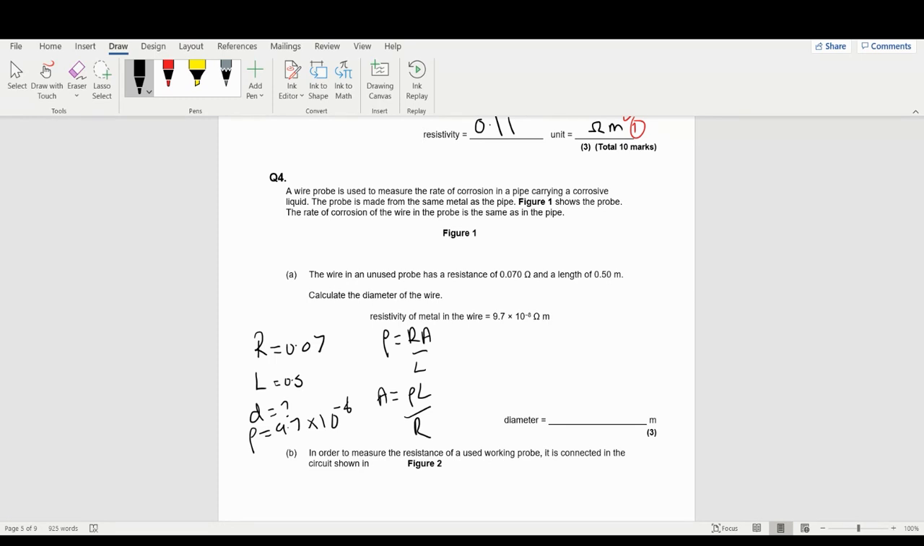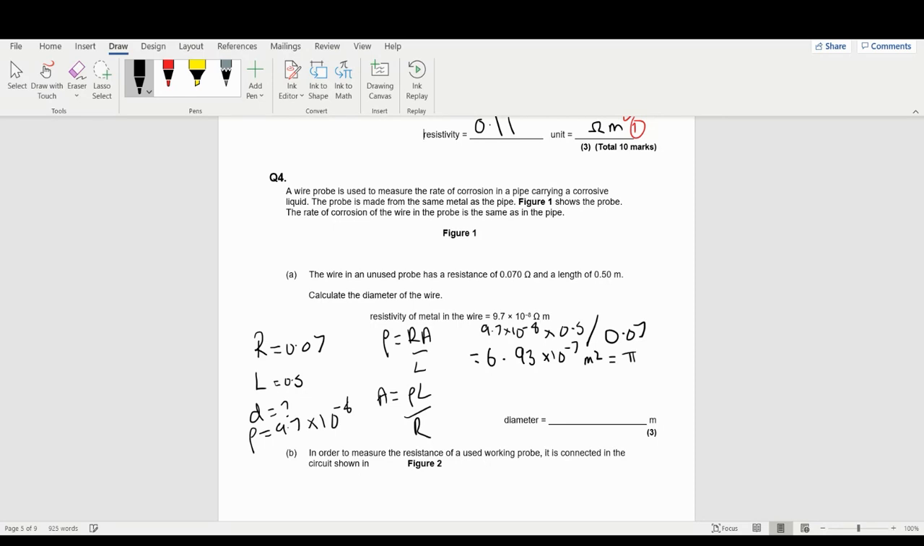So that's going to be 9.7 times 10 to the minus 8 times 0.5 all over 0.07. So that's going to give me the area. So 9.7 times 10 to the minus 8 times 0.5 divided by 0.07. So then my area is going to be 6.93 times 10 to the minus 7 meters squared.